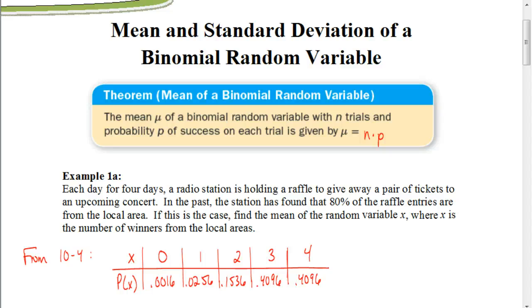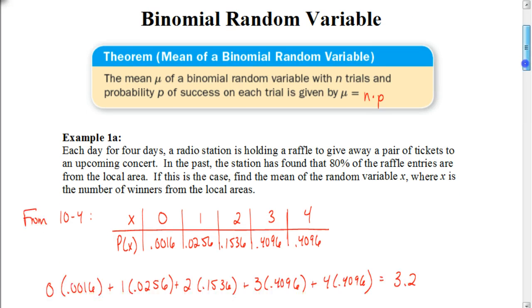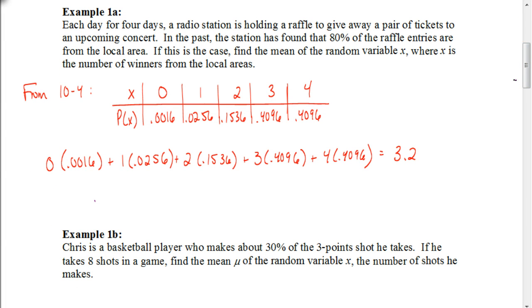Well, here we can see from this box that the mean of a binomial random variable with n trials and a probability of success p on each trial is given by the simple formula n times p. For example, let's look at this one here. Each day for 4 days a radio station is holding a raffle to give away a pair of tickets to an upcoming concert. In the past, the station has found that 80% of the raffle entries are from the local area. If this is the case, find the mean of the random variable x, where x is the number of winners from the local area.